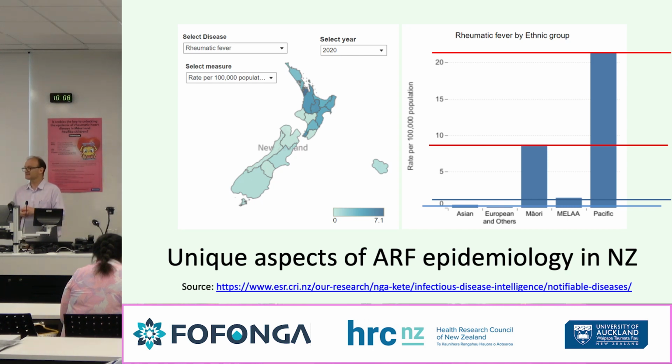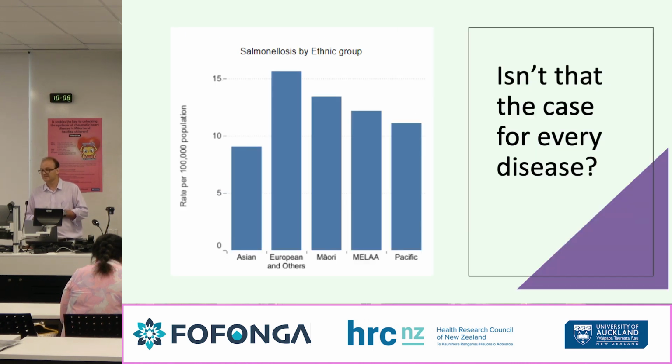Just some more background here. For epidemiologists, rheumatic fever is an interesting disease because, unlike many diseases which affect almost all ethnic groups in New Zealand, many of them with higher rates for Pacific and Māori, rheumatic fever is unusual because there's almost no rheumatic fever in other ethnic groups. It's almost exclusively a disease of Māori and Pacific children. So you can see Māori, Pacific, and other ethnic groups. And you could say, isn't that the case for every disease? Well, here's an example of another disease that I've just drawn out just because it happens to be in something that ESR reports on. Salmonellosis, we don't see anything like the same pattern.